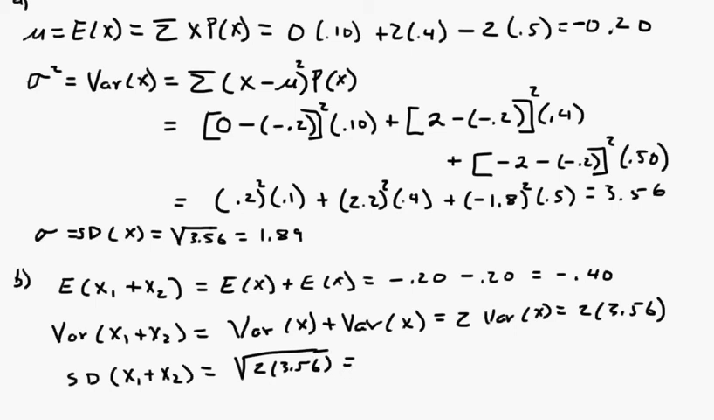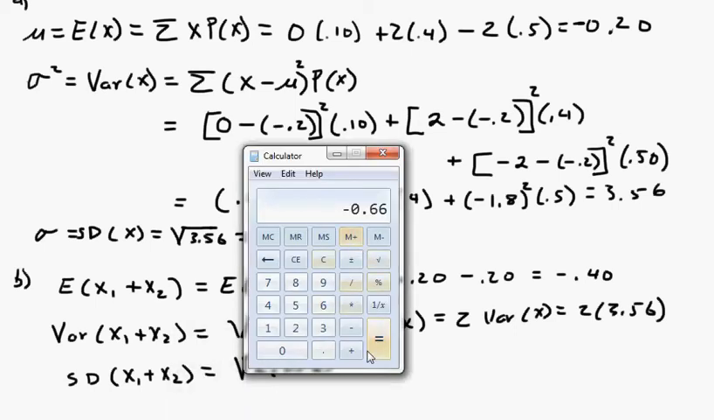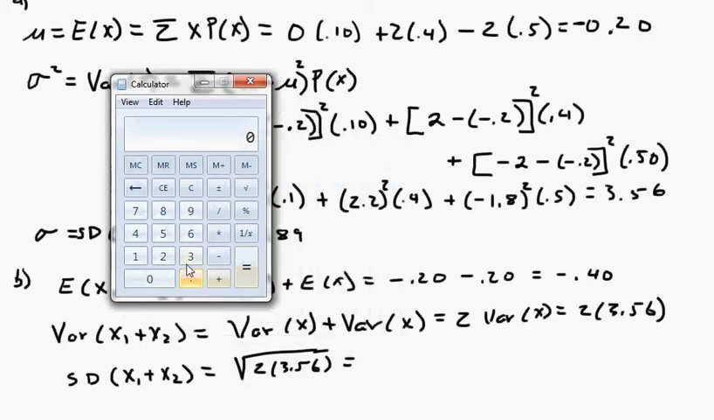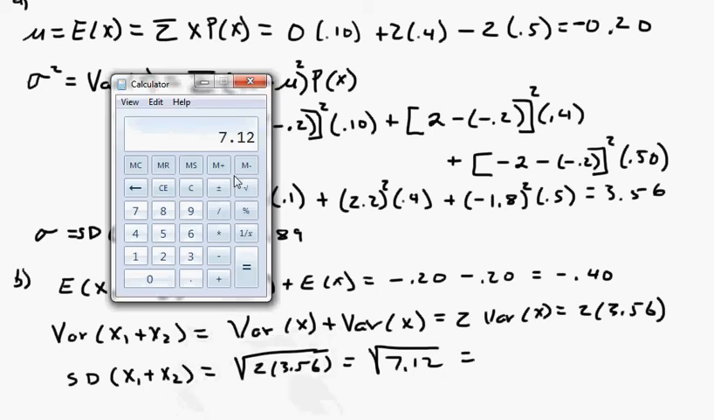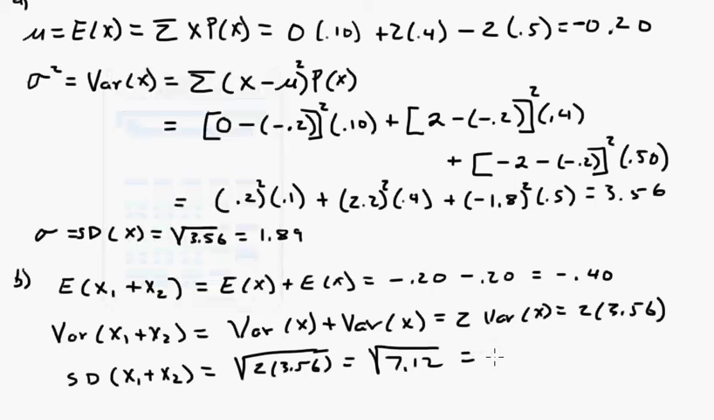And I don't think I did that yet, so let's just see. Clear. I'm not quite sure how to use this calculator. 2 times 3.56. So that's going to be the square root of 7.12. And okay, there it is. So 2.67 dollars.